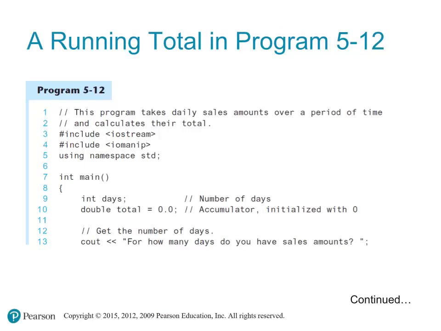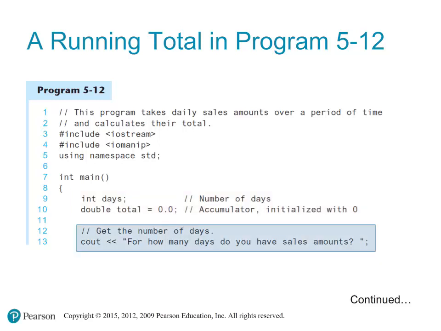This program calculates the total sales over a given number of days. It uses a for loop and an accumulator to keep track of the running total. Days is an integer variable to store the number of days. Total is a double variable initialized to 0.0, serving as the accumulator.